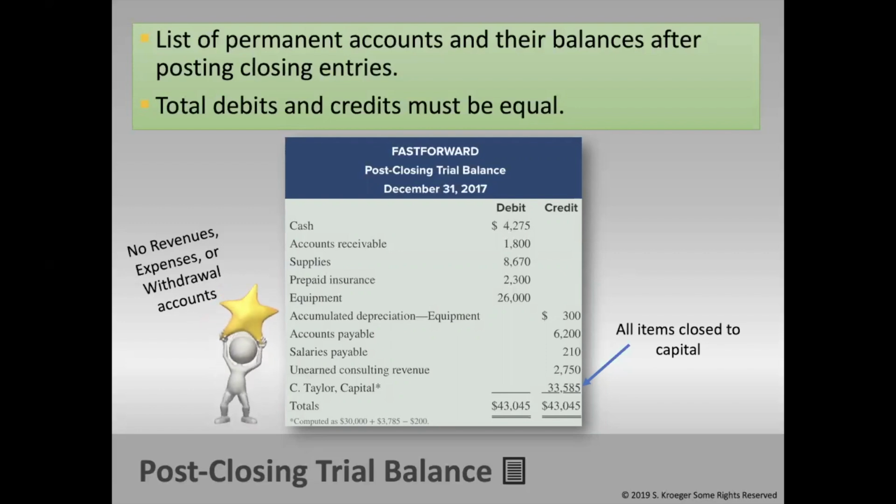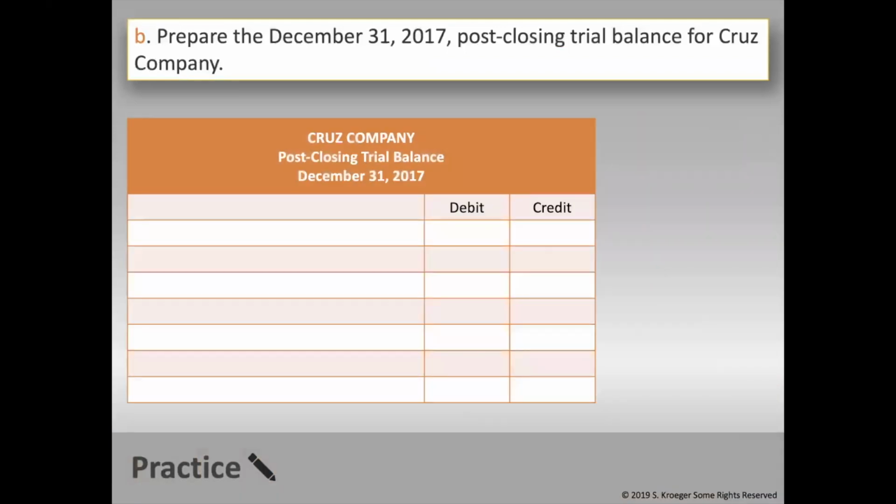Using the same example from the closing entries, let's practice this. This is problem number 2, part B on your classwork. Prepare the December 31st, 2017 post-closing trial balance for Cruise Company. When we prepare the post-closing trial balance, we will only have the permanent accounts, not the temporary accounts.